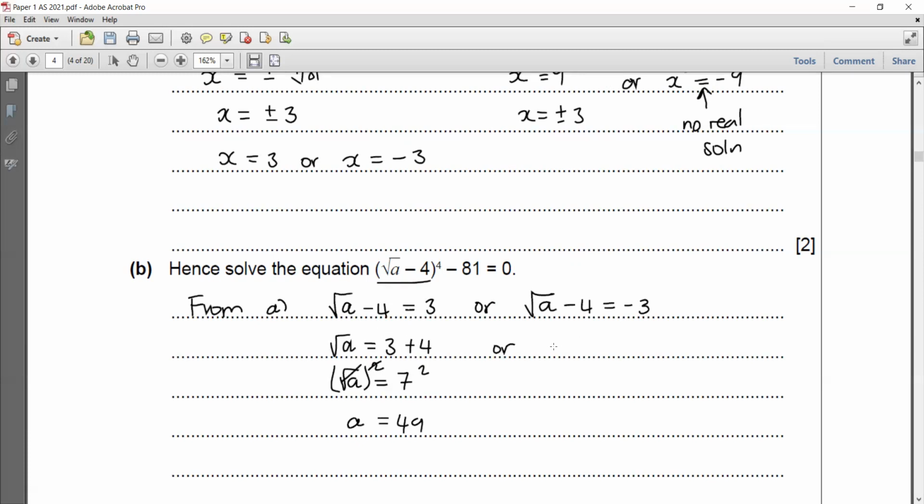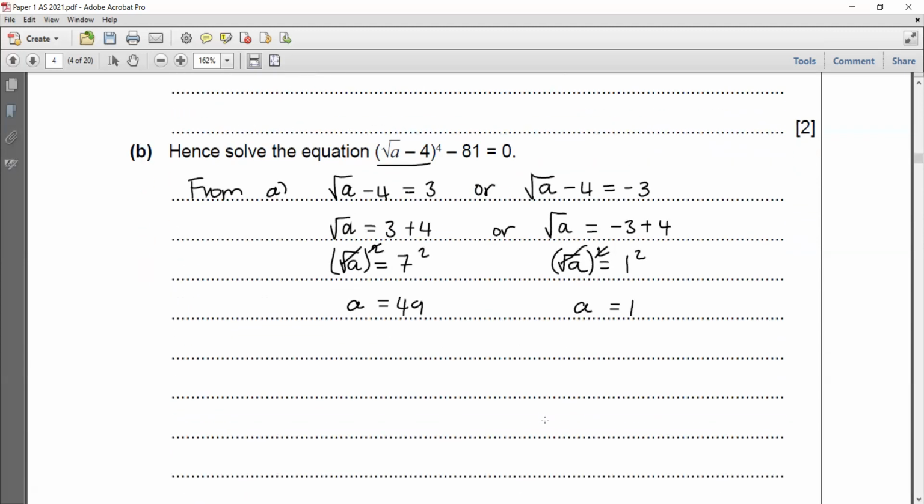Then on the other side, this 4 also goes to the other side. So I have the square root of a equal to -3 plus 4. The square root of a is equal to +1. And then you square both sides. The square and the square root cancel. I get a is equal to 1. Okay.